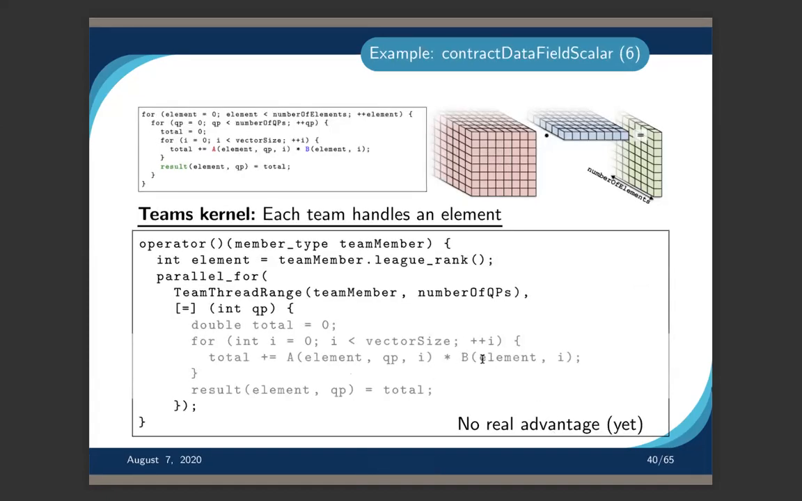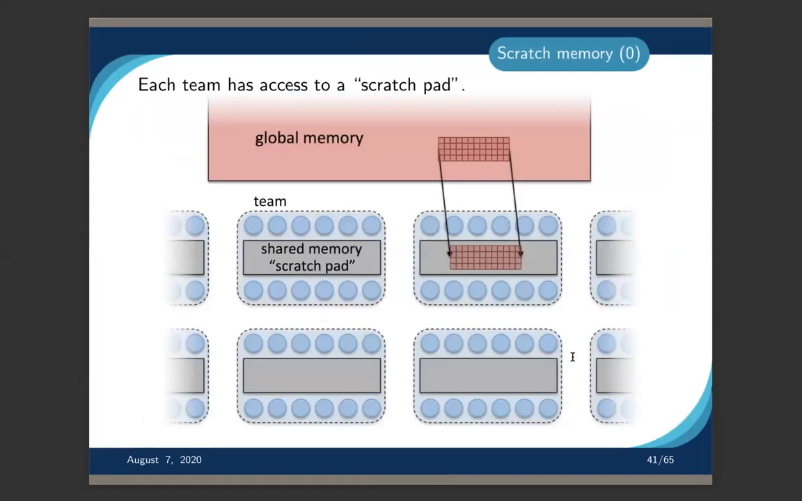But one thing you might notice is that the access to B(element, I) is independent of QP. So every thread in this particular team will actually access the exact same vector of B. Okay? And that gives us an opportunity to improve potentially the performance of this kernel. How so? Essentially, we get that opportunity because each team actually has access to a scratchpad.